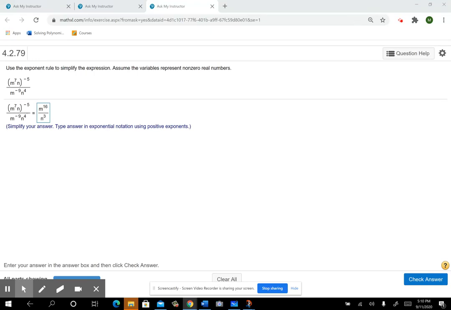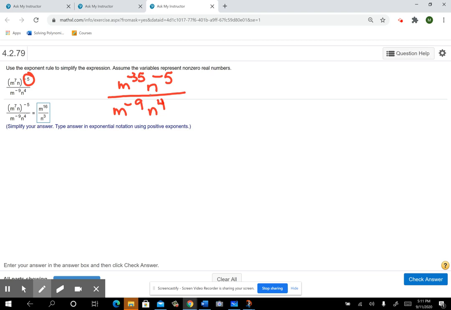Shenika, I think you wound up ignoring that -5. Let's see, where am I? Exponent here on top. Okay. So you really would have to remove the parentheses by raising everything on top to the -5th power. So you get m to the -35, n to the -5. And then you'd still have the m to the -9, n to the 4 on the bottom.